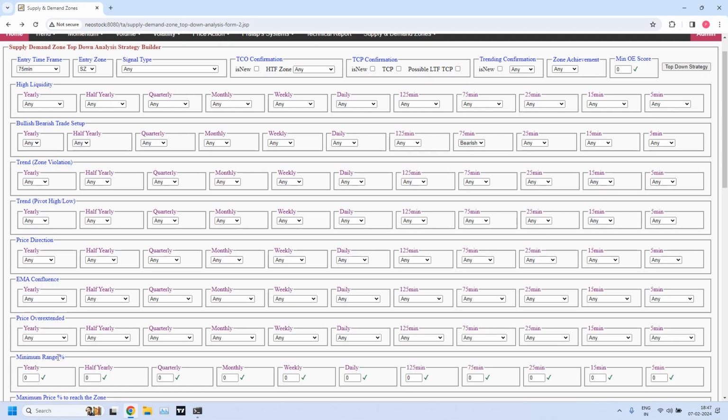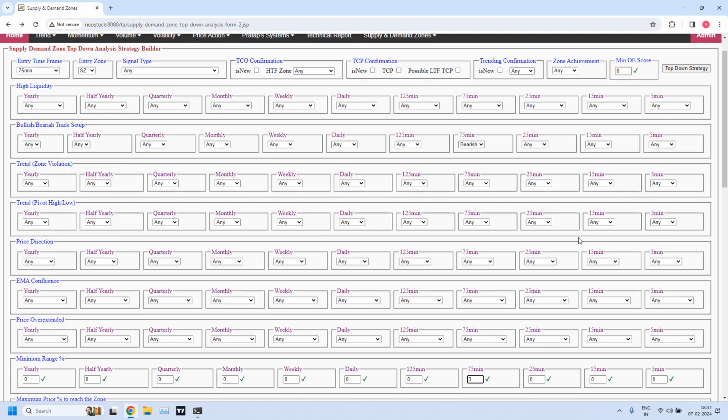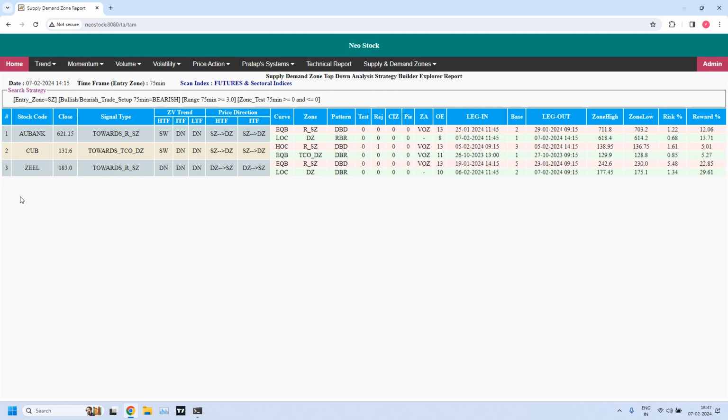So for that, our minimum range, that is the D2D range, that is nothing but reward. So I am setting 3. Now the list is reduced to 3. Now it is easy for you to focus on these stocks. You don't require to check whether it is near the zone. Anyway, by analyzing, you will be able to understand how far it is from your supply zones. Anyway, AU Bank is moving towards the supply zone.